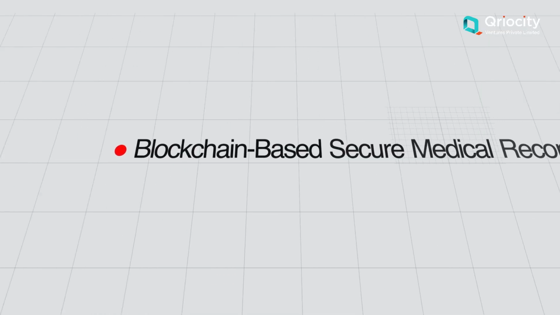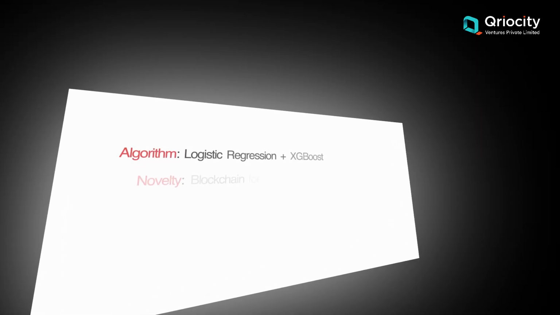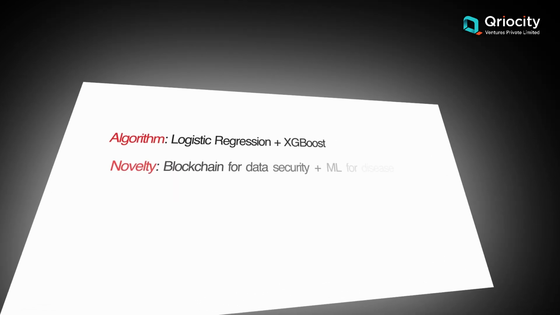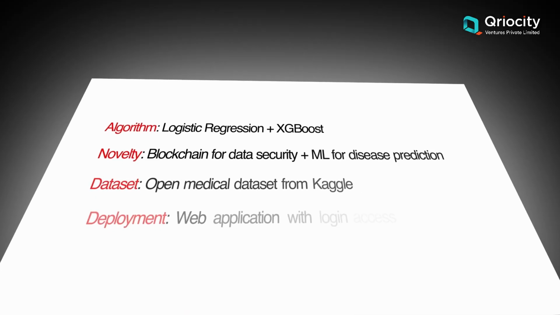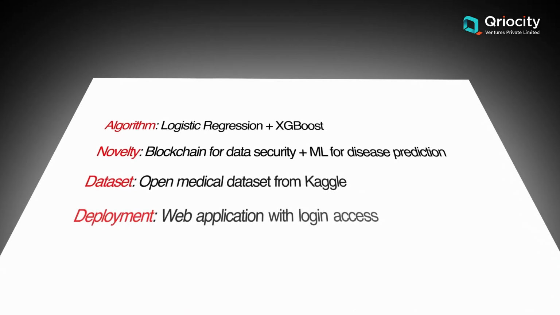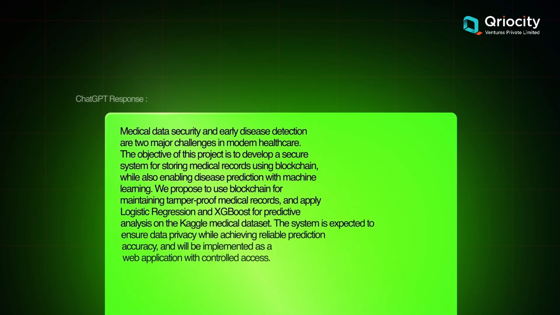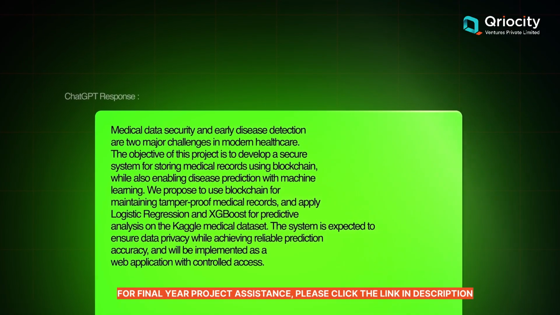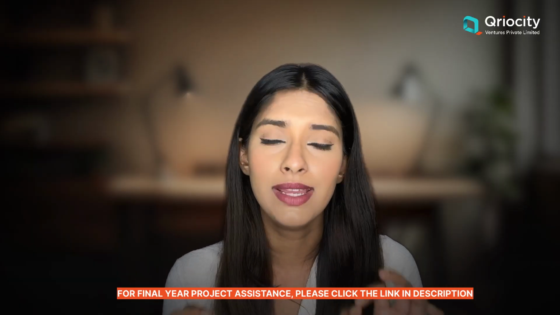Let's try this prompt with a slightly complex project title, that is blockchain-based secure medical record storage with machine learning for disease prediction. Here are the inputs: algorithm, logistic regression plus XGBoost; novelty, blockchain for data security plus ML for disease prediction; dataset, open medical dataset from Kaggle; deployment, web application with login access. Now, when you use this correct prompt, ChatGPT will generate something like this. See how clear and realistic that is? It does not claim anything unrealistic and clearly matches the input that we provided.